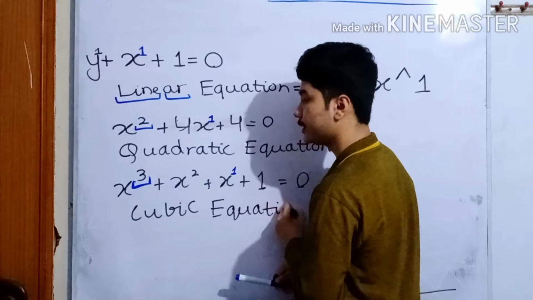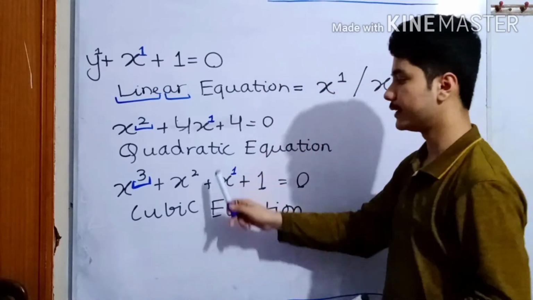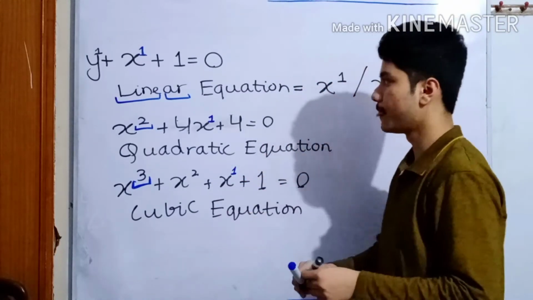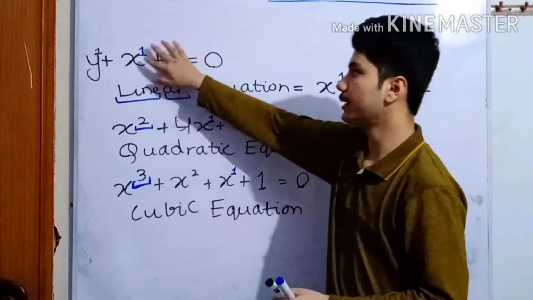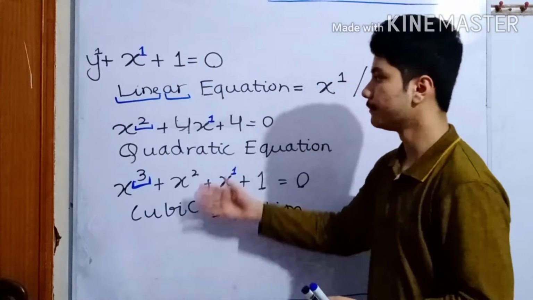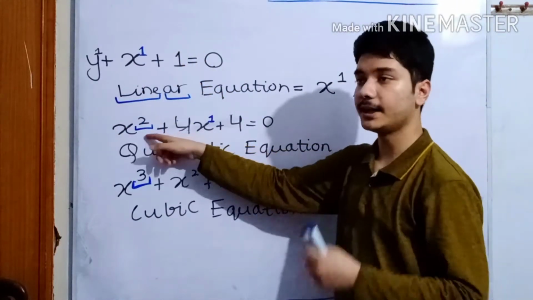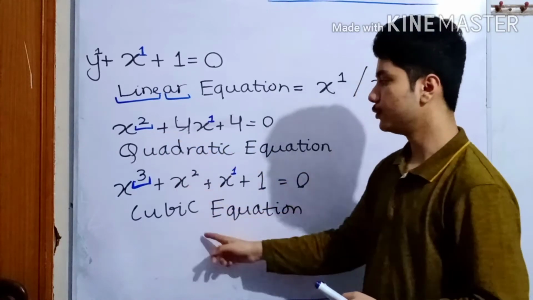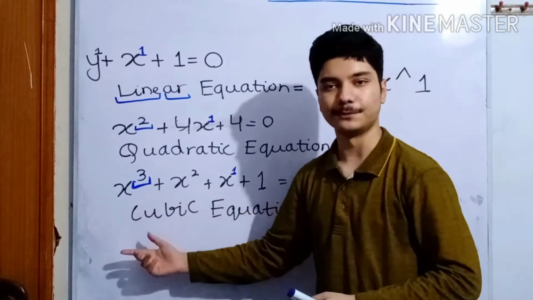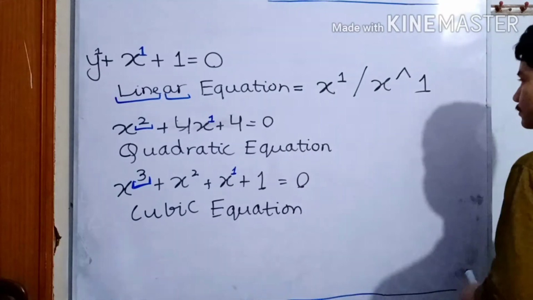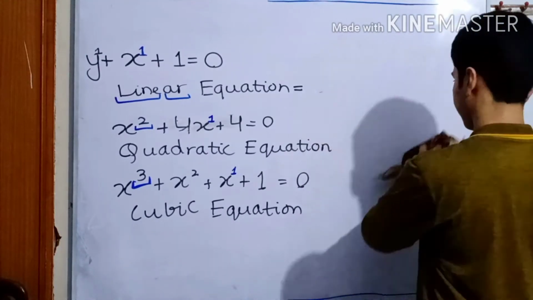So we have to differentiate between linear, quadratic and cubic equations. Linear equations have a single power, the highest power of the variable. Quadratic contains a highest power of square, and cubic contains a highest power of cube. Alright, now let's go to another example.